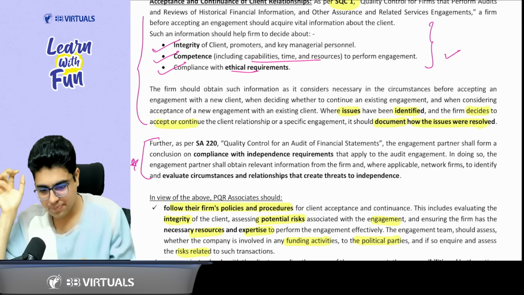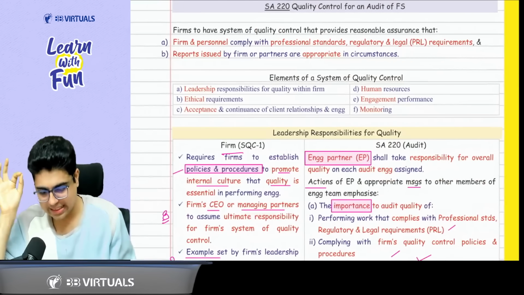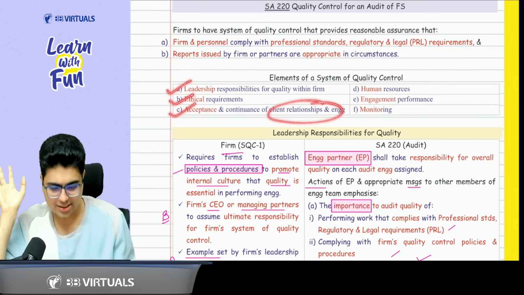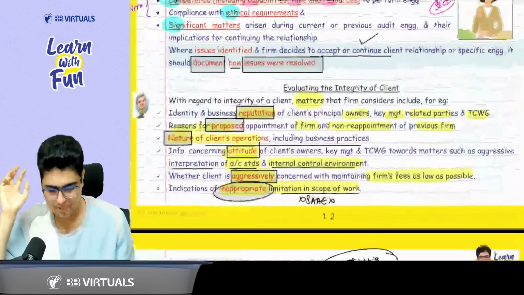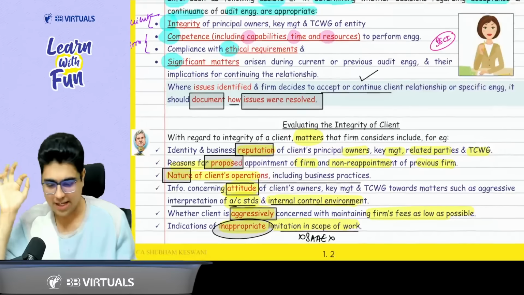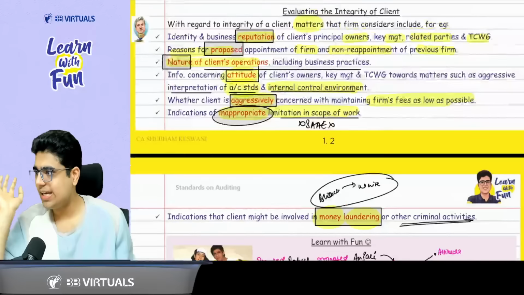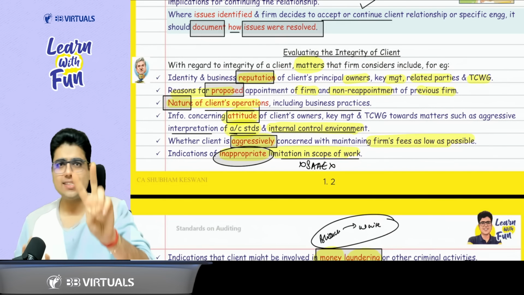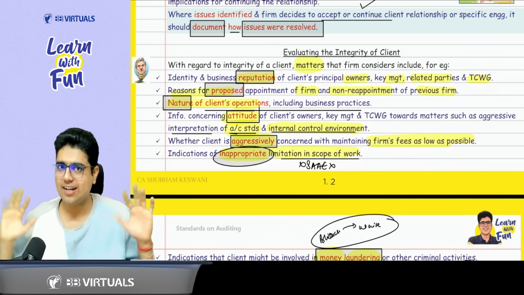Now come with me. Now I think we are done with the 3 elements: leadership responsibility, ethical requirement, acceptance and continuance of client relationships and engagement. 3 elements done. Now in acceptance and continuance, there are further elements which are further described, that is integrity. I told you, in acceptance and continuance we see the integrity of the client. Yes sir. So in integrity, further factors are given. Please understand them quickly. I just need 2 minutes of your attention. Got it sir. Each point let's understand and then we will learn it.